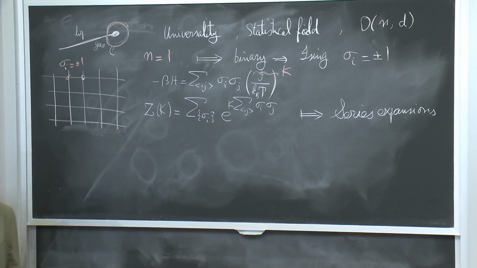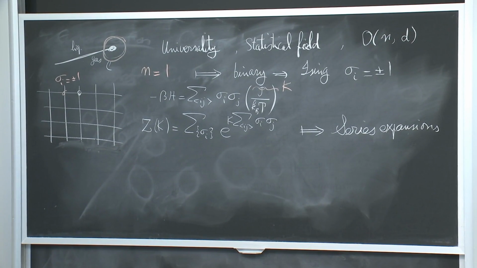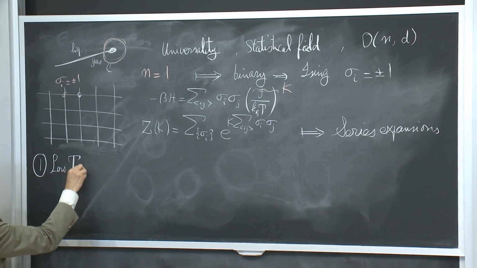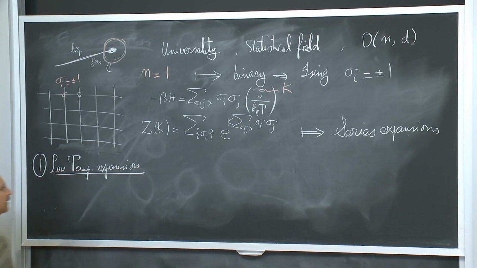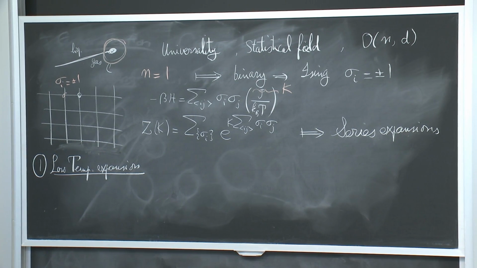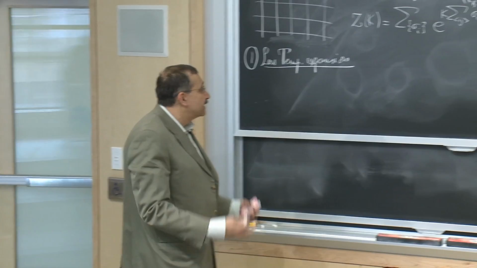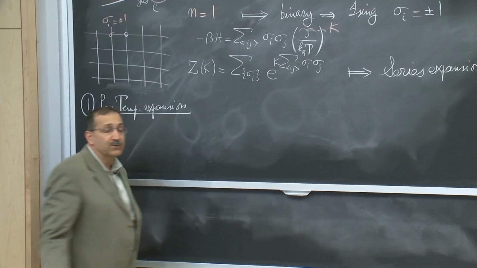Now, I kind of hinted at two limits of the problem where we know exactly what is happening. And those lead to two different series expansions. One of them is the low temperature expansion. And here the idea is that I know what the system is doing at T equals 0. At T equals 0, I have to find the configuration that minimizes the energy. T equals 0 is also equivalent to K going to infinity.